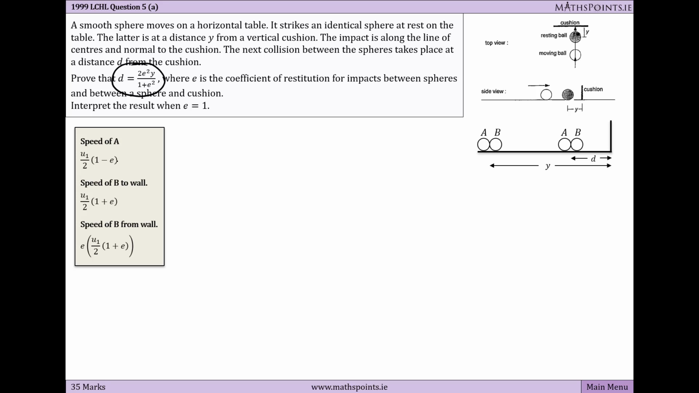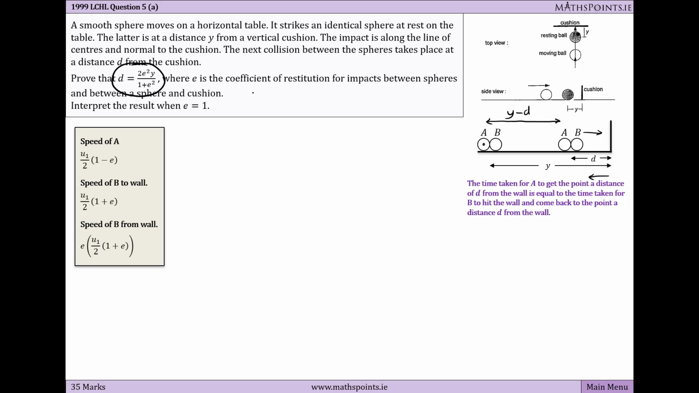So we found these 3 speeds already. The speed of A after the first collision, the speed of B after the first collision, which is his speed into the wall, and then the speed of B coming off the wall, so where we apply the minus e to that speed. Now the theory here is that the time taken for A to travel the distance of y minus d to where the second collision takes place is equal to the time taken for B to hit the wall, which is a distance of y, and then to come back and collide again with A, another distance of d. So the sum of those 2 times.